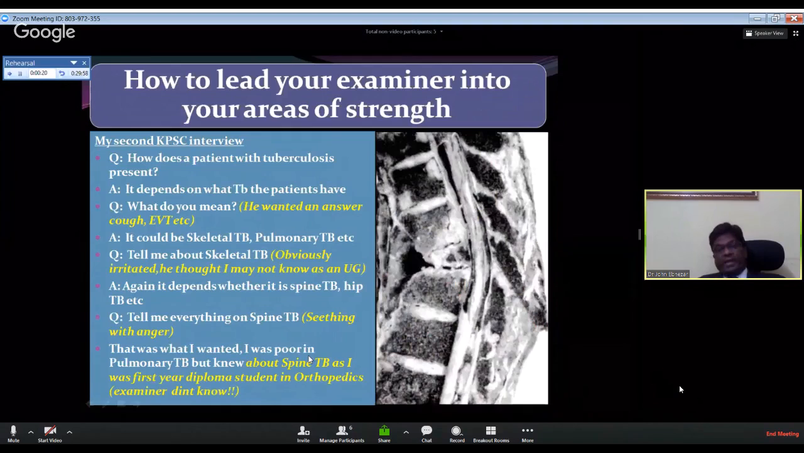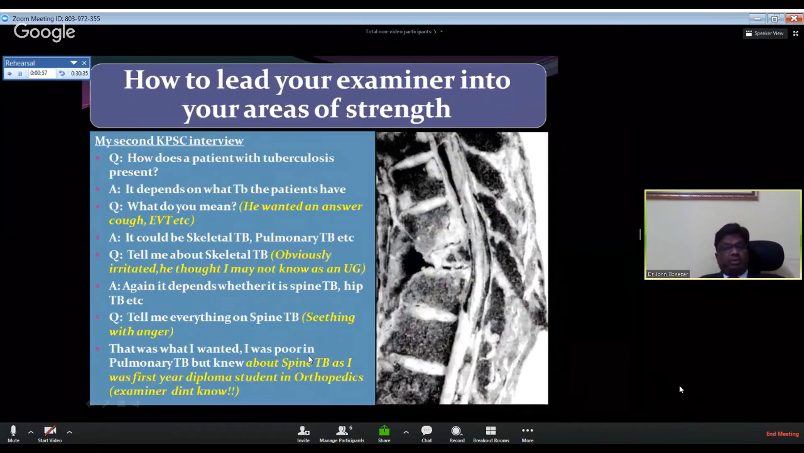So how? For example, in my second case, when I went to the exam, he asked me, how does a patient with tuberculosis present? He wanted me to tell about pulmonary tuberculosis. But I was not very strong in pulmonary tuberculosis, because I was only a first year diploma student. So what I did was, I answered him, it depends on what tuberculosis the patient has. And he said, what do you mean? Sir, it could be skeletal tuberculosis. I stressed skeletal tuberculosis. So it depends. Then he was irritated.